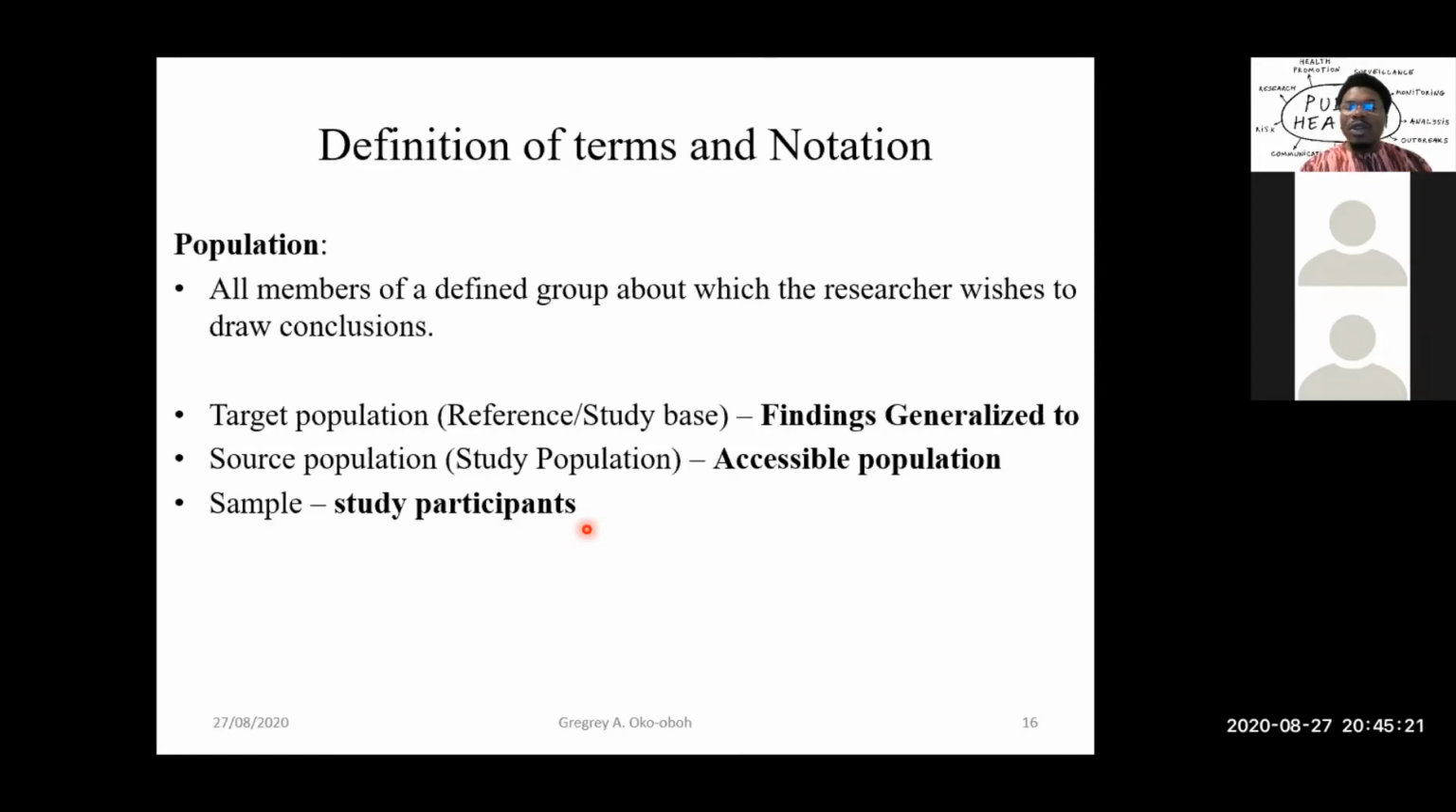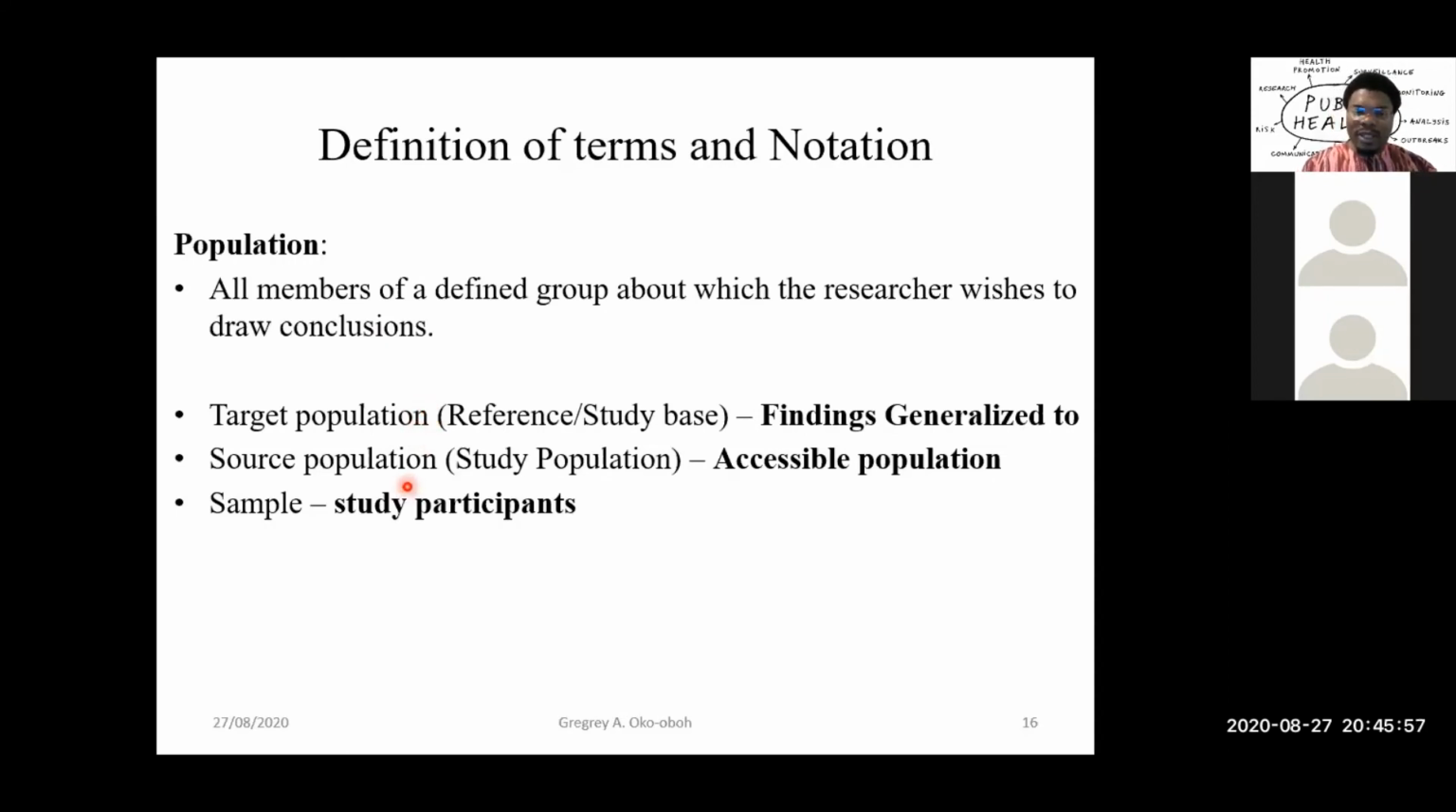All members of a defined group about which the researcher wishes to draw conclusions is a population. Now, there are key terms here: members and defined group. You must define the group to warrant that title of a population. All members of that defined group on which the researcher wishes to draw conclusions form a population. So we use this term a lot: population of this, study population, target population, reference population.